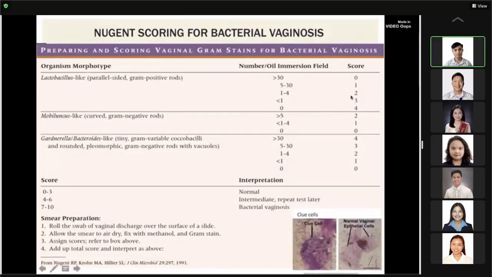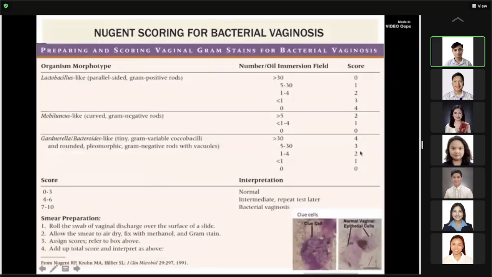So there is a scoring, this is a scoring system. The score is based on the number of organisms per oil immersion field. The more lactobacilli in the smear, the lower is the score. Kasi normal sila, normal. Because the score is from 0 to 10. Yung final score is from 0 to 10.